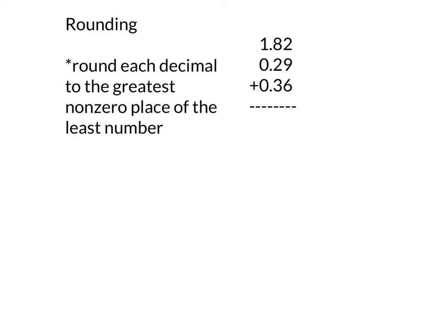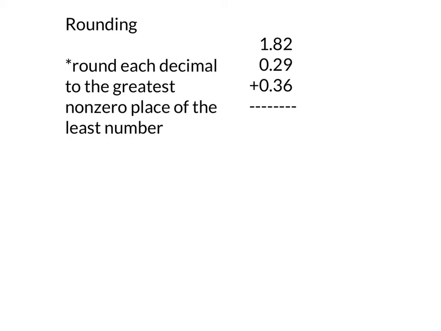So we'll look at these same numbers and we'll use rounding now to estimate these. When you round each decimal to the greatest non-zero place of the least number, what that means is we look at all three of our numbers, find the least, which is the 0.29, and the first non-zero place is this 2, which is in the tenths place. So we're going to round all three of these numbers into the same tenths place.